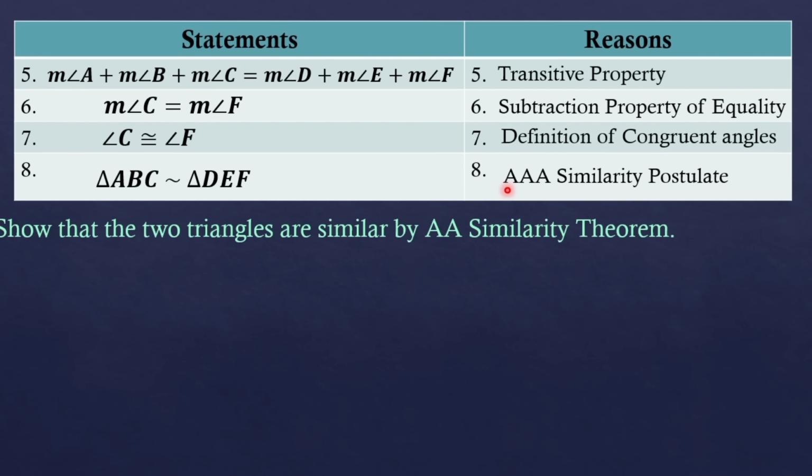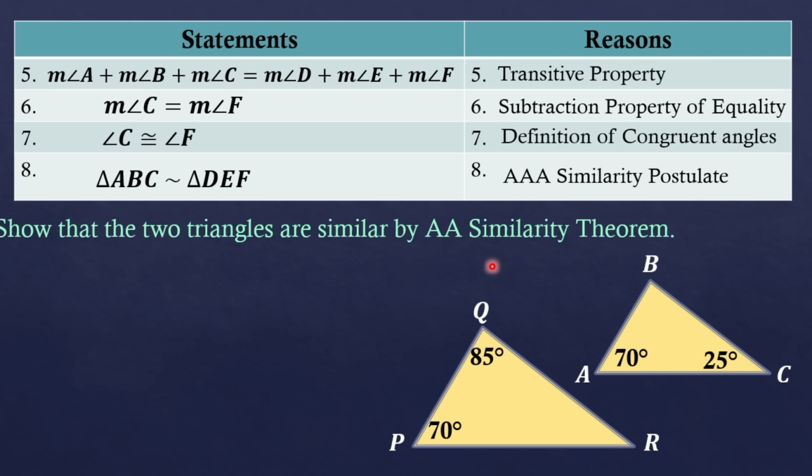Let's have an example. Show that the 2 triangles are similar by AA Similarity Theorem. So we must have 2 angles that are congruent. So given these 2 triangles, so as you can see, meron na tayong the first angle. Okay, meron na tayong isang pair of angles na congruent. So we still need 1 angle na congruent. So paano natin makukuha yon?